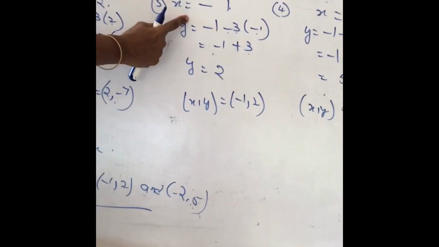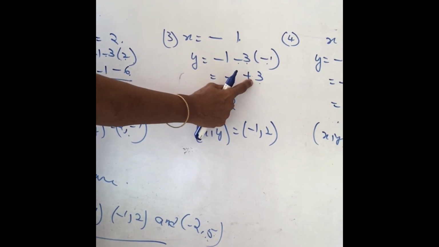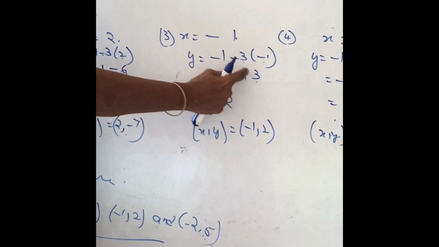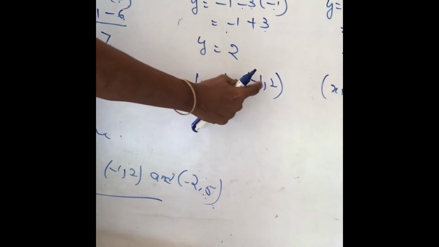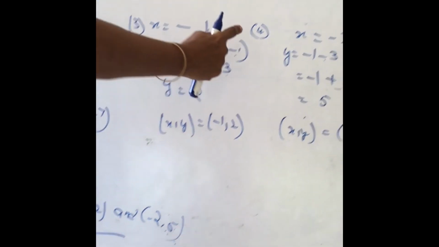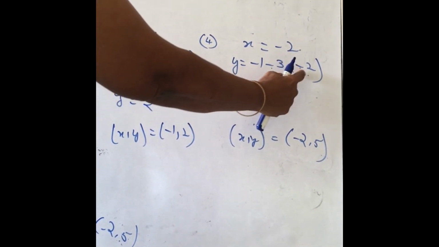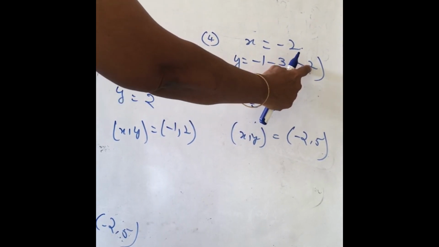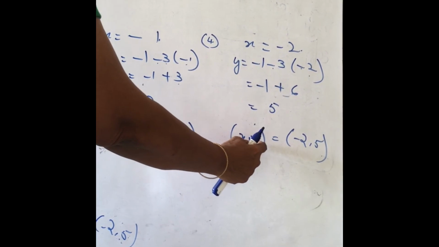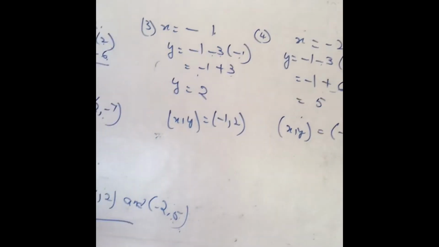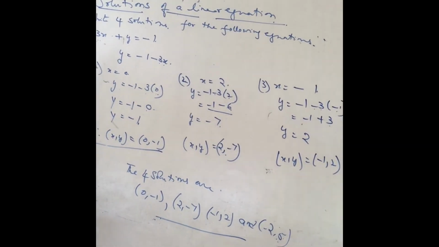Third one, children, I have taken minus 1, minus into minus, plus 3 ones are 3, 3 minus 1, 2. The third solution for x and y is minus 1 comma 2. Fourth one, x is equal to minus 2, minus into minus plus, children, 3 2s are 6, 6 minus 1 is equal to 5, and x comma y is equal to minus 2 comma 5. These are the four solutions of the equation.